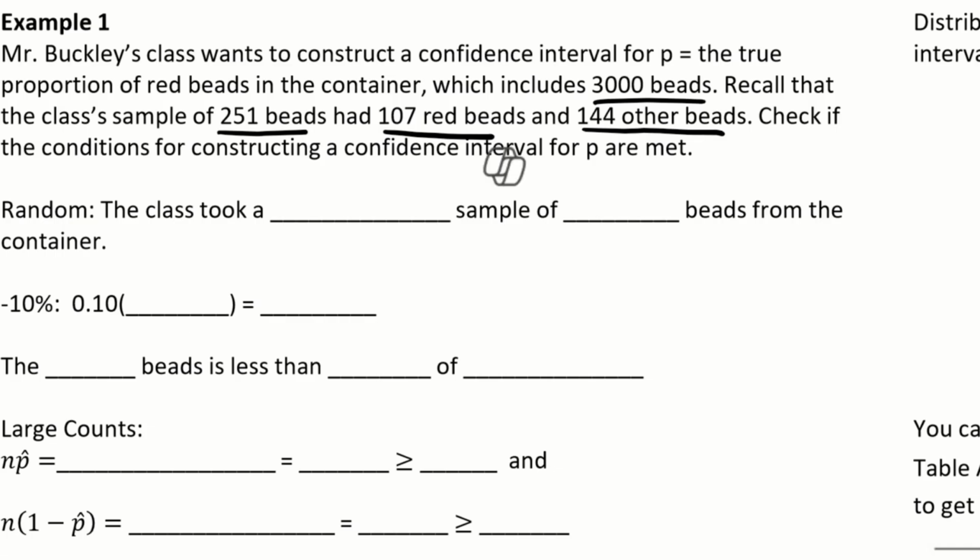All right, so first off, the random condition. We took a random sample when we did this. We took a random sample of 251 beads from the container. That's how we got that result.